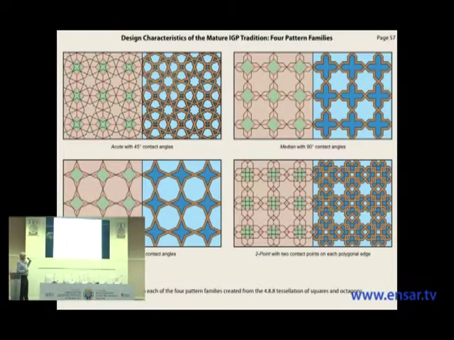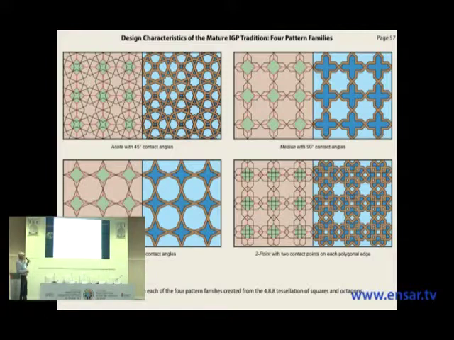So now I'm going to show some illustrations to talk about what makes up the mature tradition. And one feature of the mature tradition, and this is universal throughout the Islamic cultures, are patterns that have more acute angles. In this upper left corner is 45 degrees. To the right of it are median patterns. They have angles in between the more acute and more obtuse, in this case 90 degrees. And then on the lower left, obtuse patterns that have more obtuse angles, in this case 135 degrees.